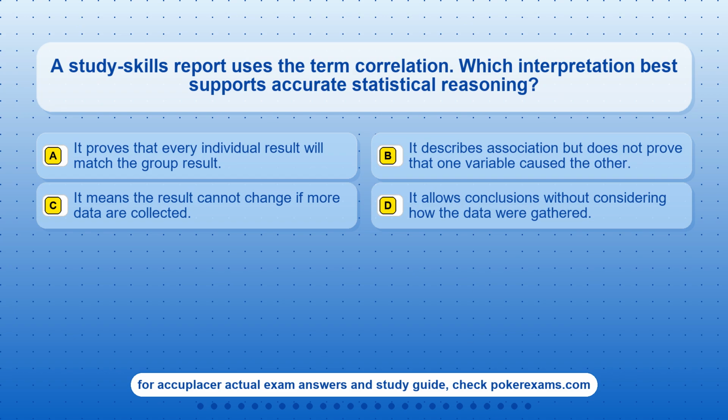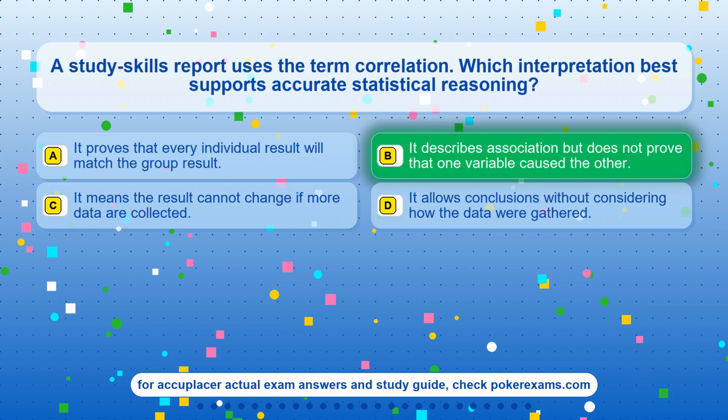Question 8. A study skills report uses the term correlation. Which interpretation best supports accurate statistical reasoning? Option A. It proves that every individual result will match the group result. Option B. It describes association but does not prove that one variable caused the other. Option C. It means the result cannot change if more data are collected. Option D. It allows conclusions without considering how the data were gathered.